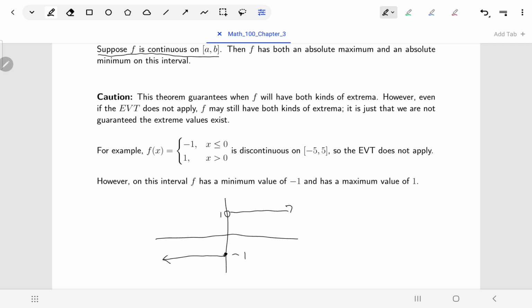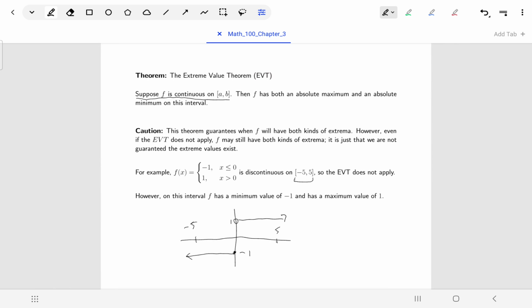It's definitely discontinuous on the closed interval from -5 to 5. But it's also very obvious that we do have a maximum value and a minimum value. The maximum value is 1, and that happens for all the x values that are larger than 0 up to 5. And we've got a minimum value of -1, and that happens for all the x values that are 0 and smaller all the way down to -5. So you can still have maximum and minimum values. What the extreme value theorem does for us is give us a guarantee that we'll have one of each.